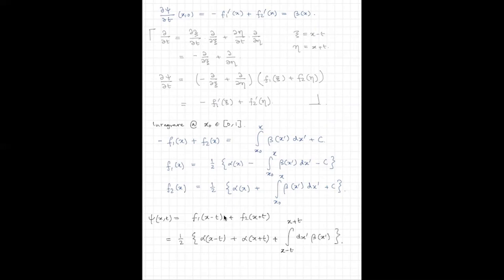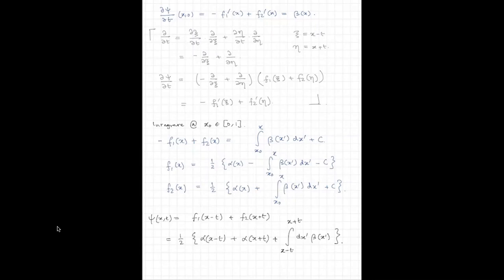So this solution is now determined for the region in which alpha of x minus t and alpha of x plus t are known. And so that is what the solution to this equation is. All right, so we shall say more about this now. So what we do have is that we know the solution now.